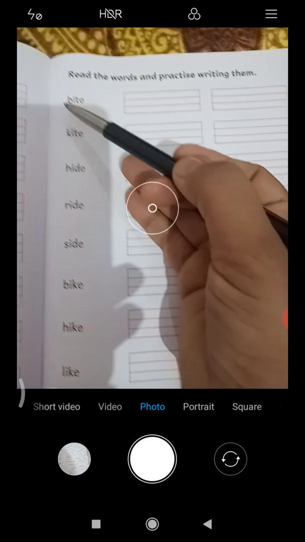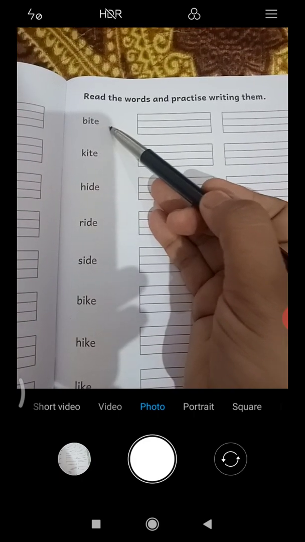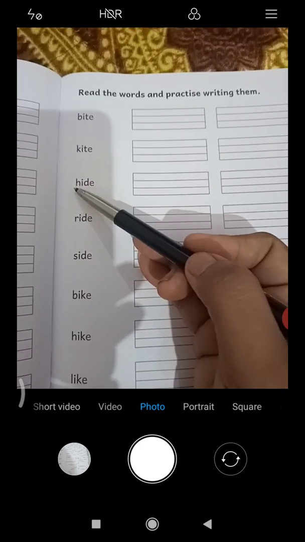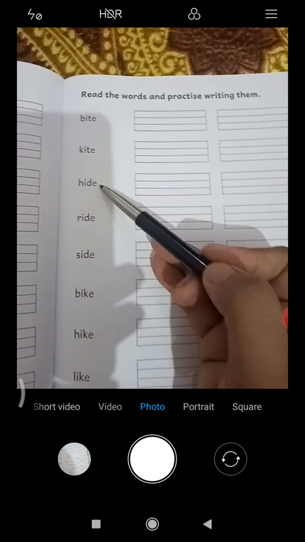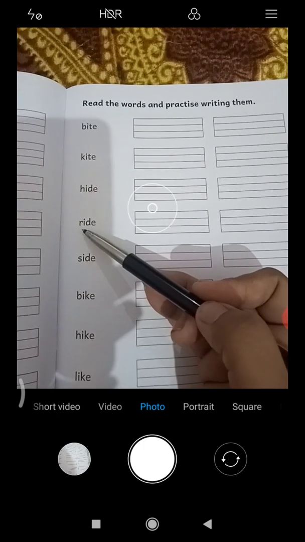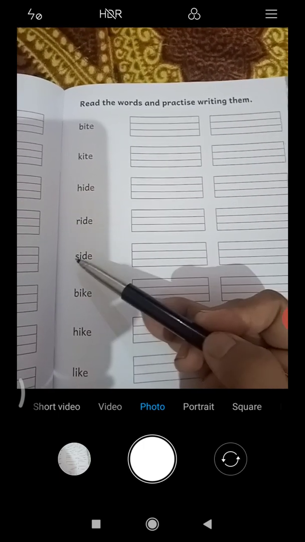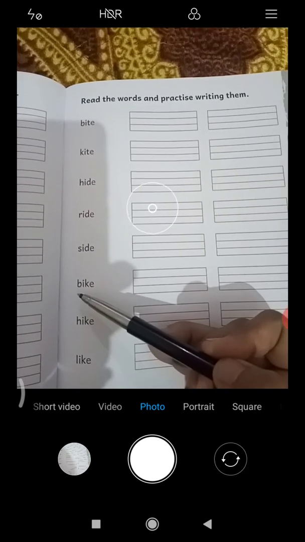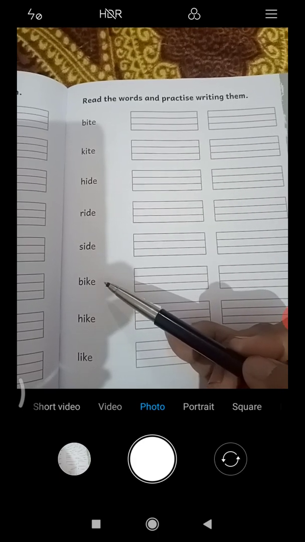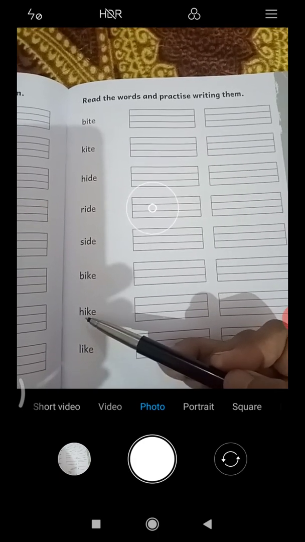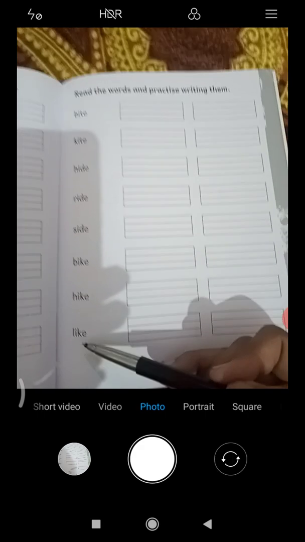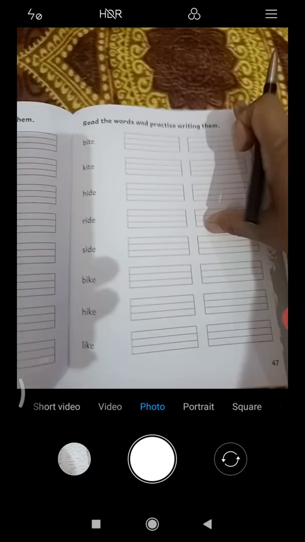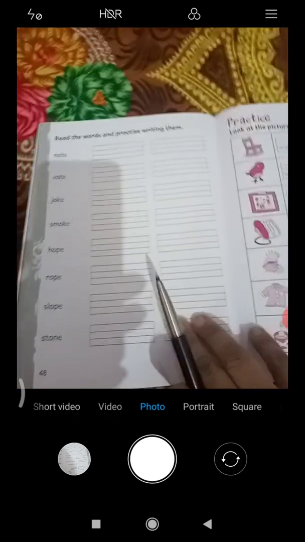Read again. B-I-T-E, bite. K-I-T-E, kite. H-I-D-E, hide. R-I-D-E, ride. S-I-D-E, side. B-I-K-E, bike. H-I-K-E, hike. L-I-K-E, like. Now students, open page number 48.